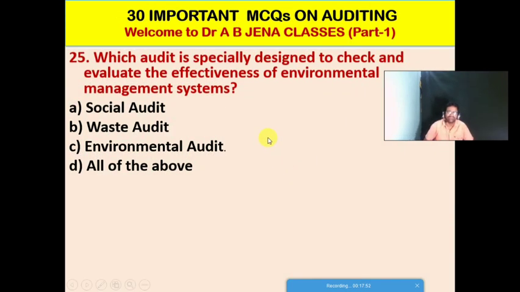So next one MCQ: which type of audit is specially designed to check and evaluate the effectiveness of the environmental management system? A, social audit. B, waste audit. C, environmental audit. D, all of the above, friends. So C is the right option for this MCQ. The environmental audit is specially designed to check and evaluate the effectiveness of the environmental management system. So C is the right option for this MCQ.